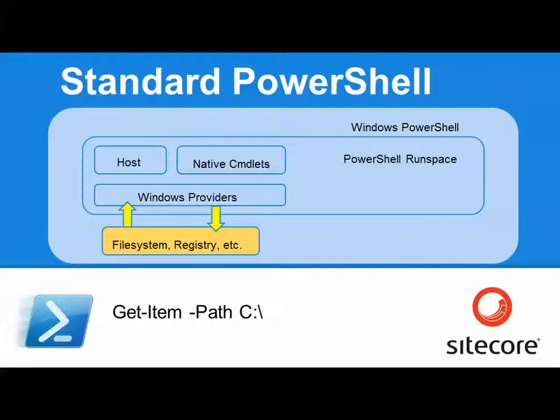So in standard PowerShell, you have, let's say, the ISE or the console, and then there's a run space, which would contain any scripts that you run, any variables, all of that would exist in the run space. And it has a host that would host all of these running processes. It will have its native commands, and it'll have the Windows providers, which would communicate with the registry, with the file system, and whatever you've created.